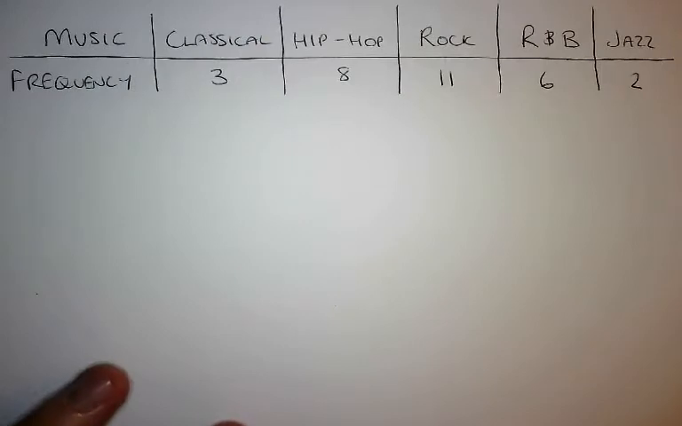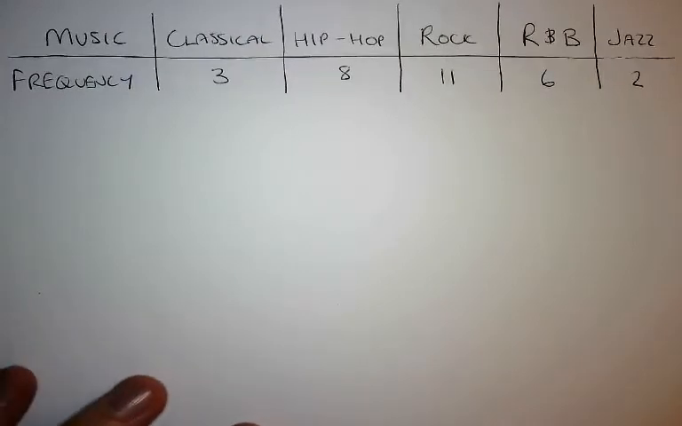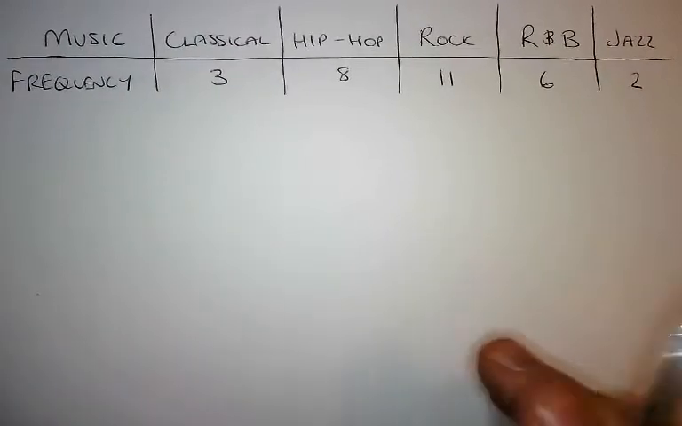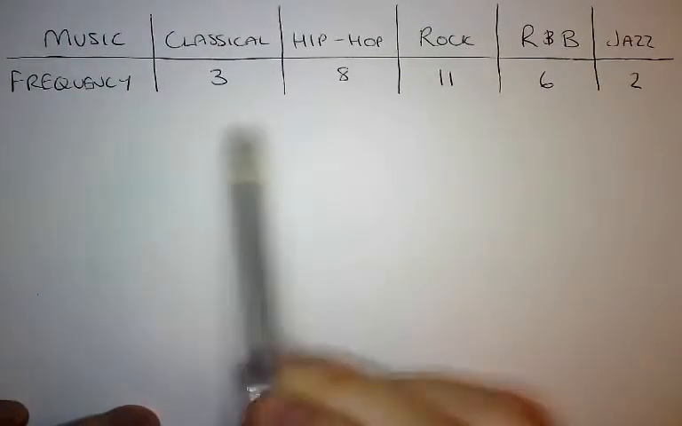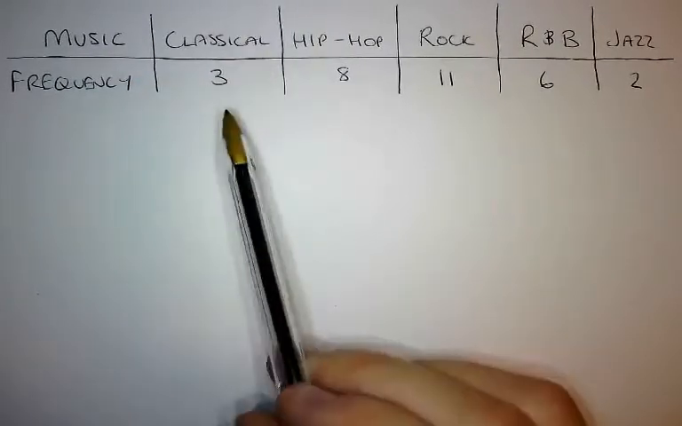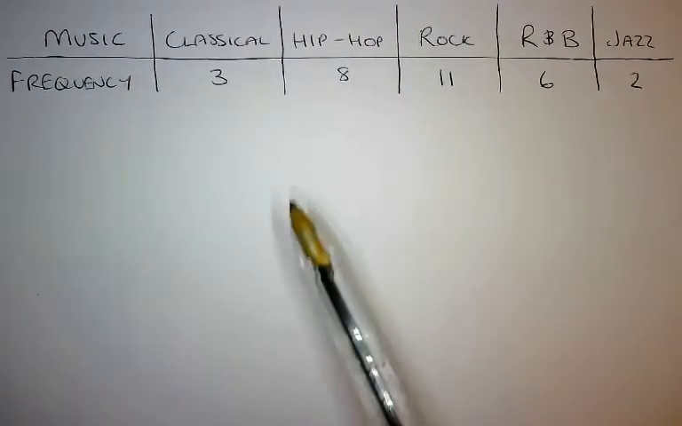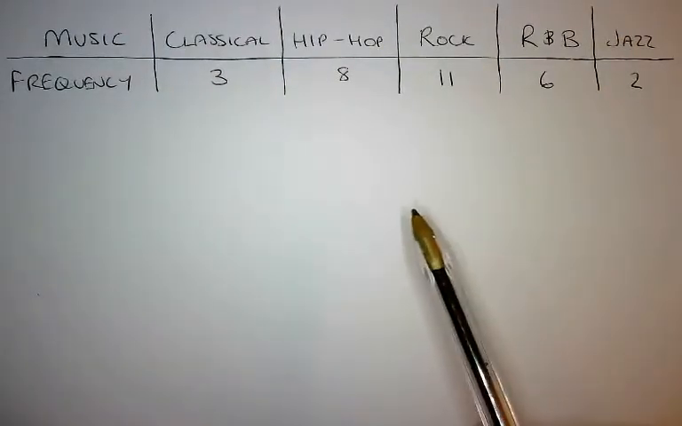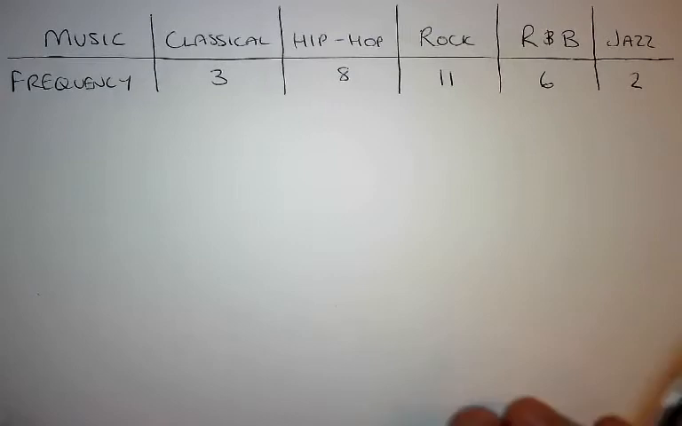I've got some pre-made data here. What we did was a survey and we got people's favorite classical, hip hop, rock, R&B, and jazz music, and we worked out how much people like each. Frequency refers to how often something occurs. So like 3 people like classical, 8 people like hip hop, and so on. What we're going to do is make a pie chart to represent this information. So how do we make a pie chart?